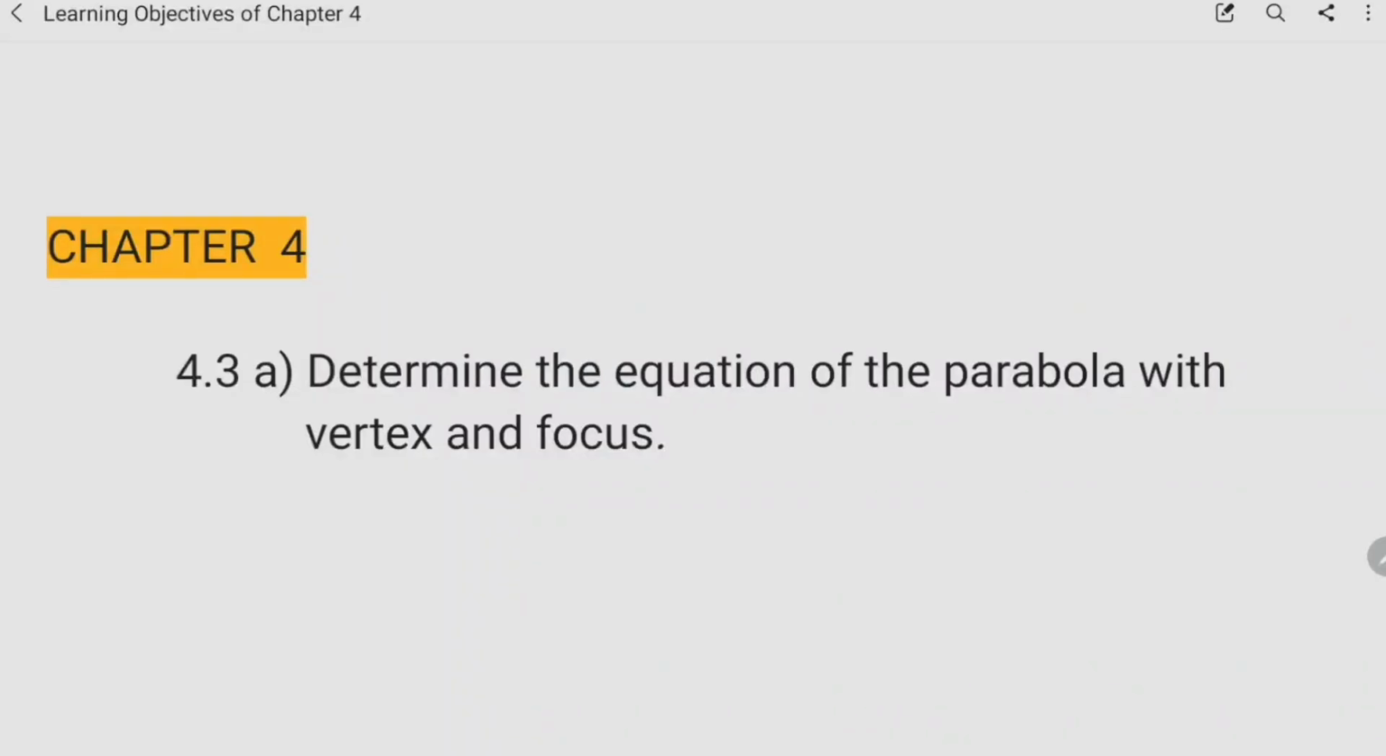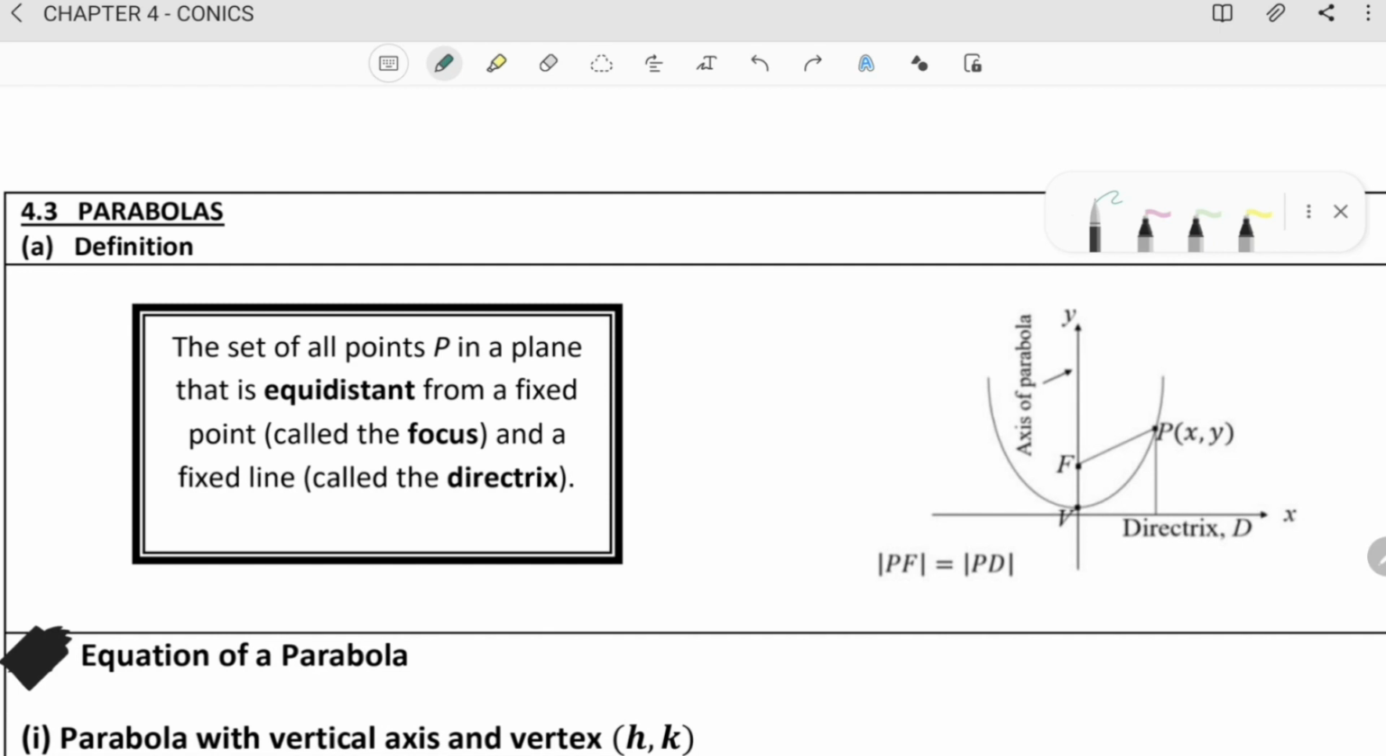4.3a, determine the equation of the parabola with vertex and focus. But before that, let us learn the equations of the parabola before we find it. Okay, first we learn the definition of parabola.